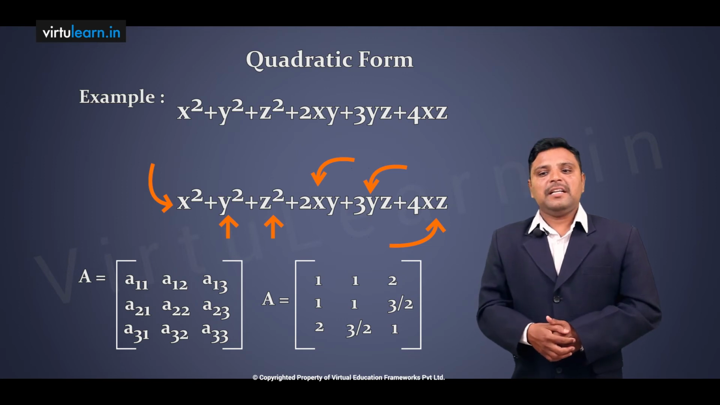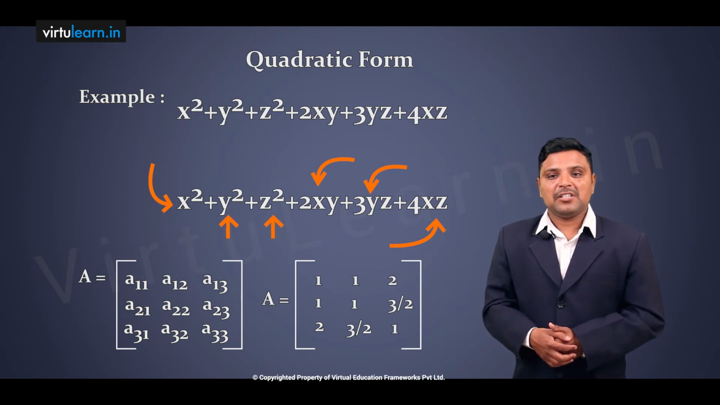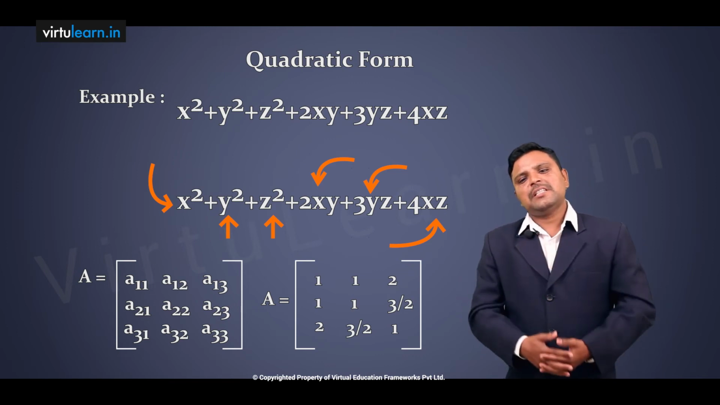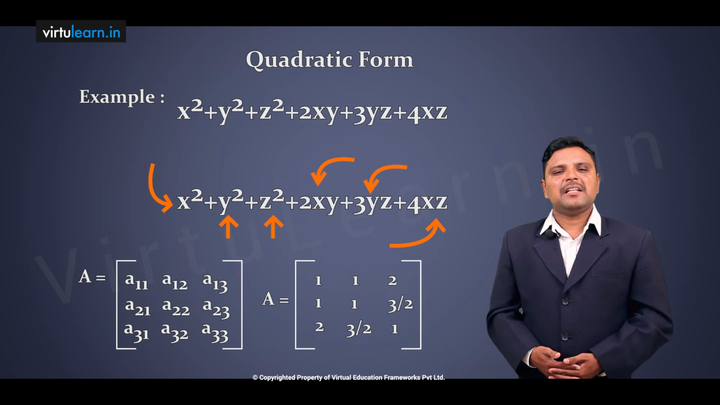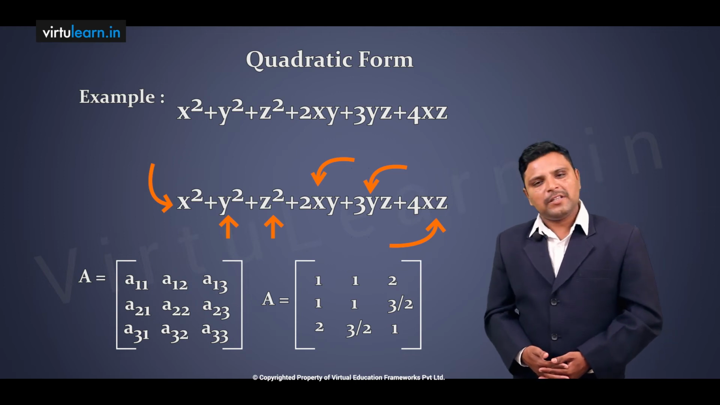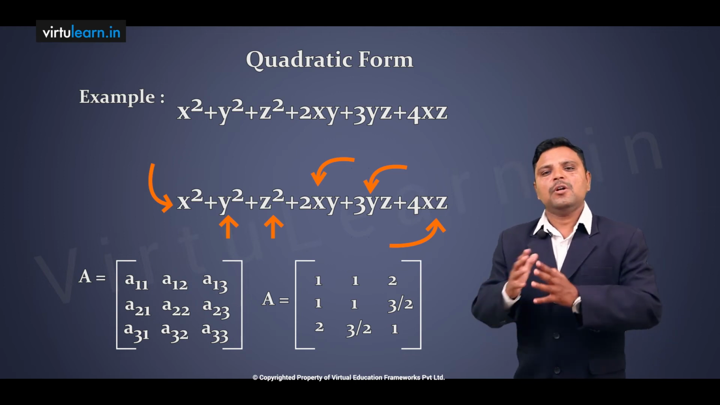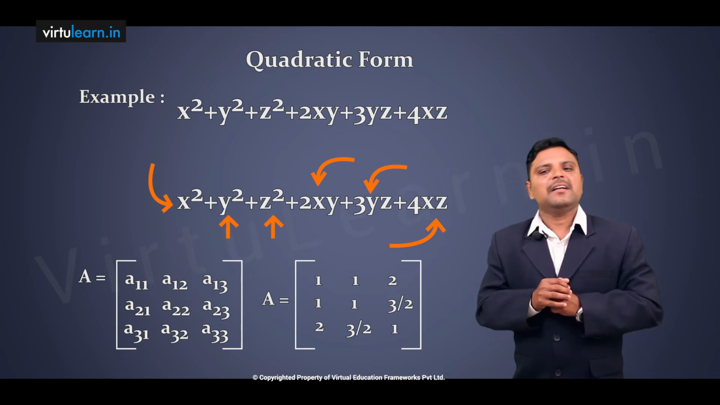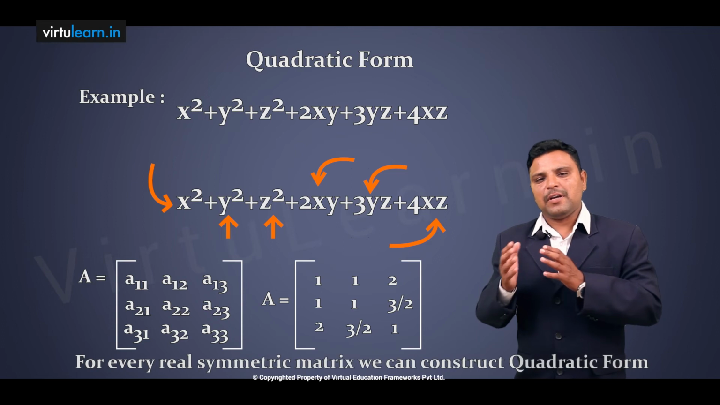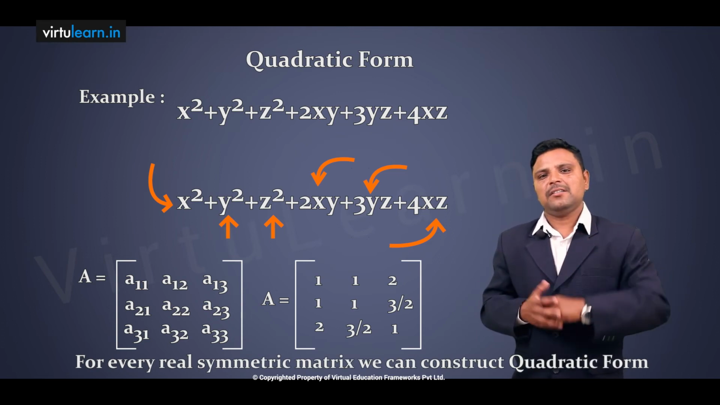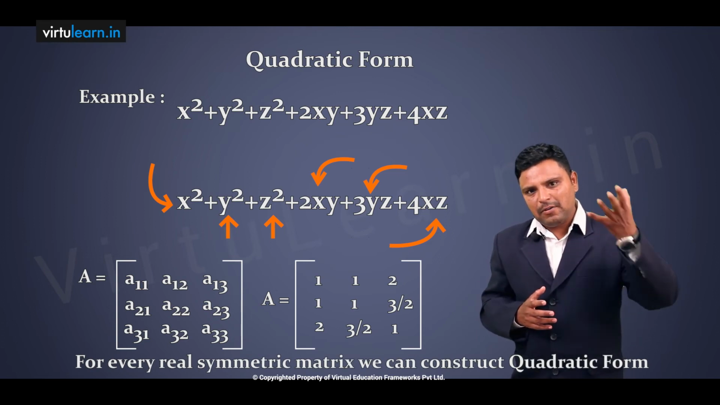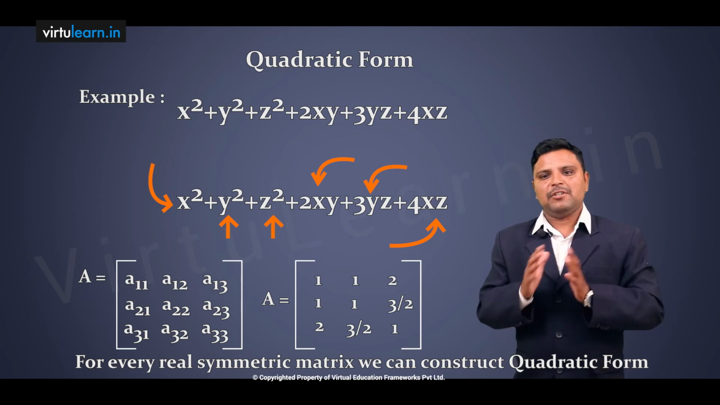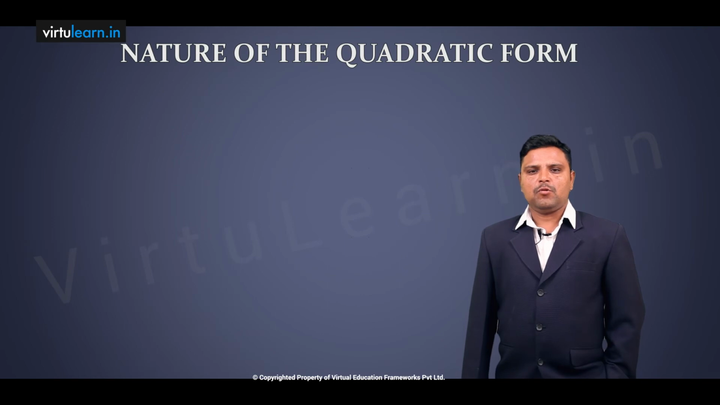For every real symmetric matrix we can construct a quadratic form also. Using the same logic, 1 means x, 2 means y, 3 means z, you can create a quadratic form. If you have a real symmetric matrix we can write the quadratic form, and if you have a quadratic form then we can write the real symmetric matrix. This is the conversion.